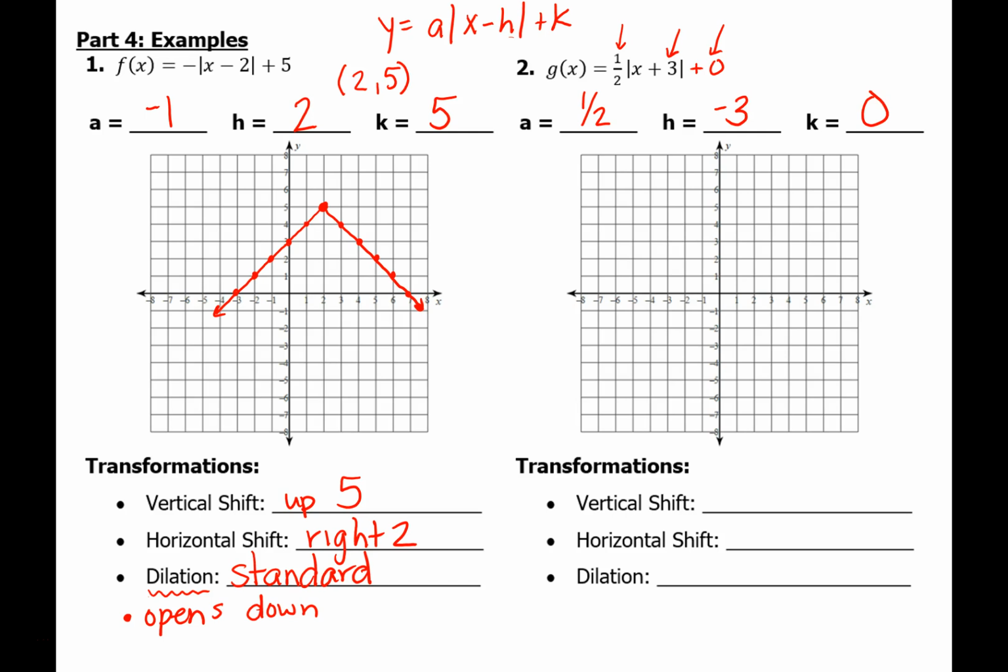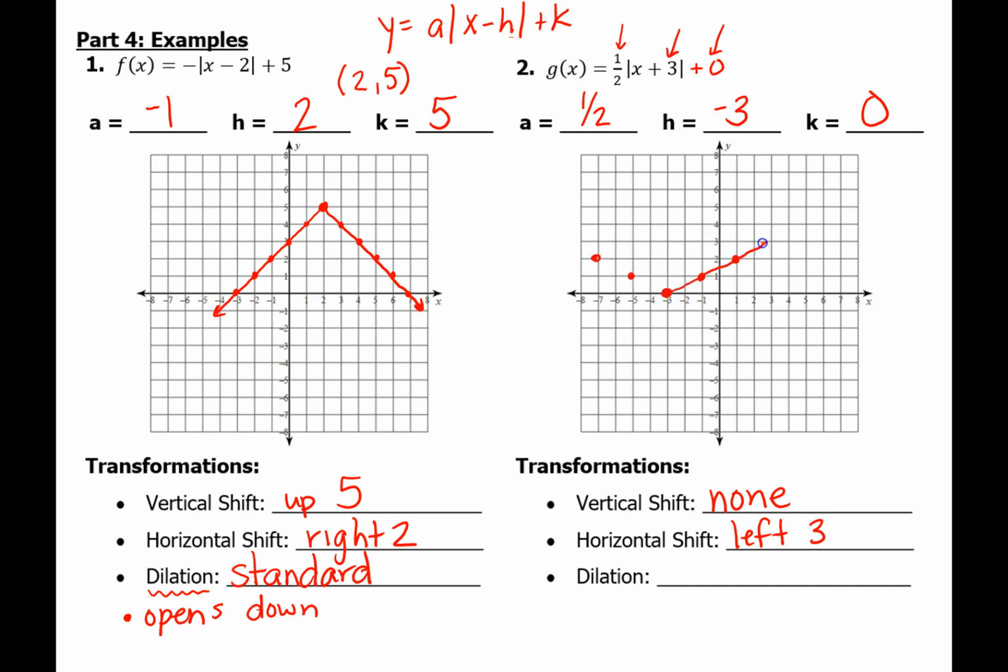Our vertex then, we can get quickly because it's just h, k, so it's going to be -3, 0. That means horizontally we moved left 3 units. Vertically, we didn't go up or down, so there's no vertical shifting happening. Now this one does have a dilation of 1/2. So on the right-hand side, I'm going to rise 1, run 2, rise 1, run 2. Then I'm going to make my other side match.